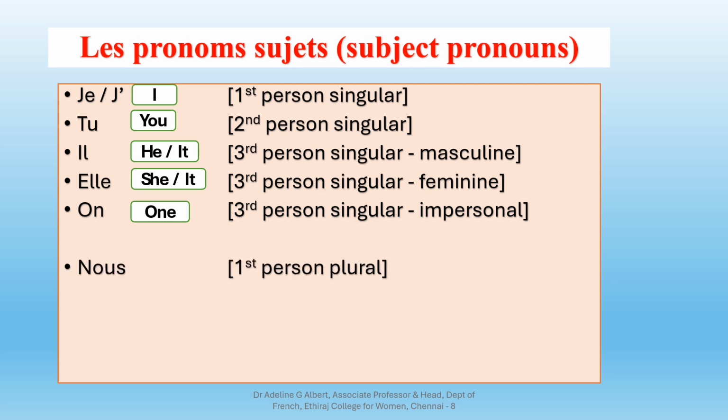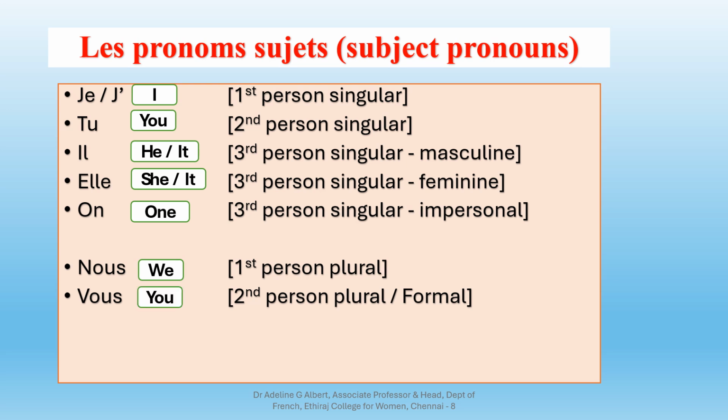Let's go on to the plural forms. First person plural is we. We are going, we are eating, we are speaking, we. It's pronounced as nous, the S is silent. Vous, once again the S is silent, it means you.